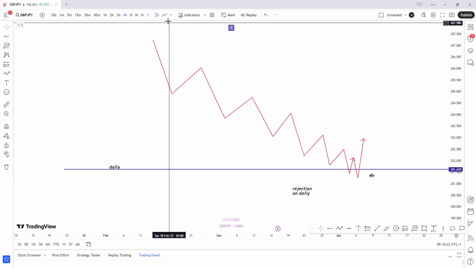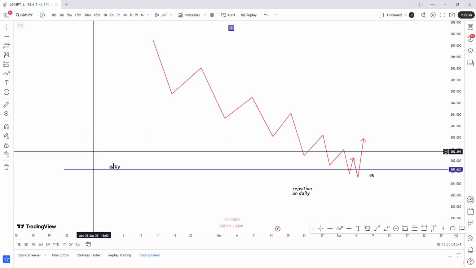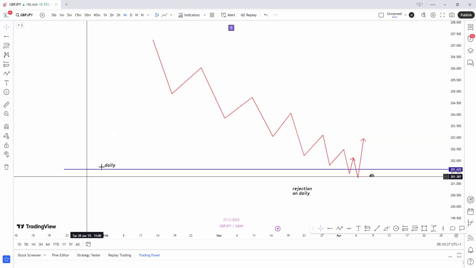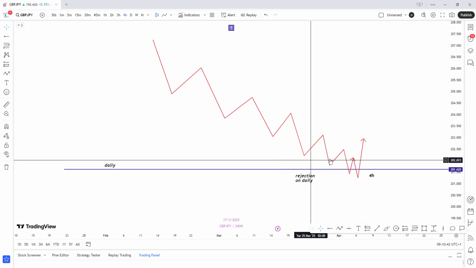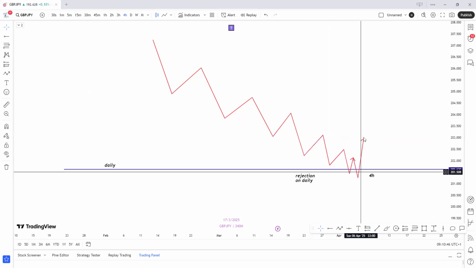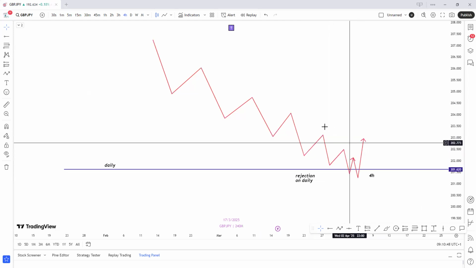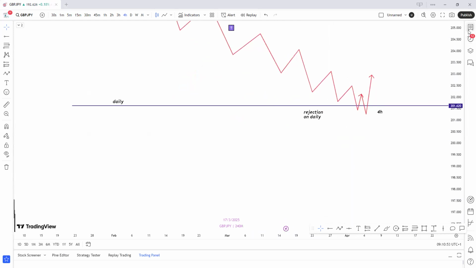And I do this using the line chart. It's very, very effective on the line chart. If you're using the line chart, you make less mistakes. So the first thing is you mark out a higher time frame key level, so this is a daily. The second thing is you need to see rejection on that daily time frame. And the last thing is you need to see a breakout, a shift in market structure on the 4 hour or the 2 hour time frame using the line chart. So let me just show you guys what I mean by that.